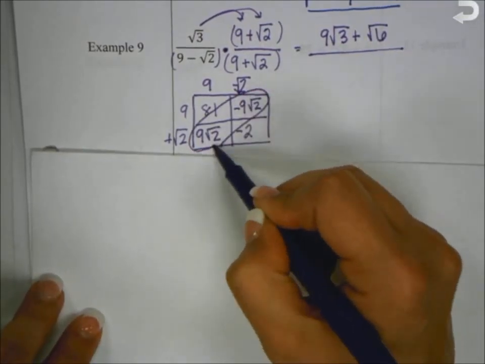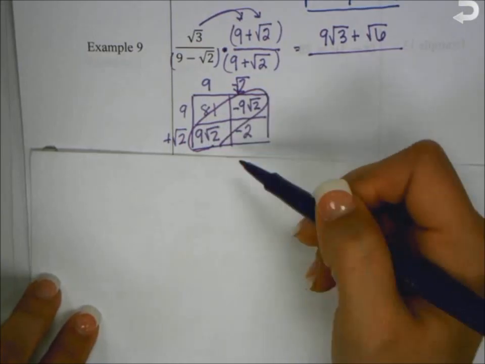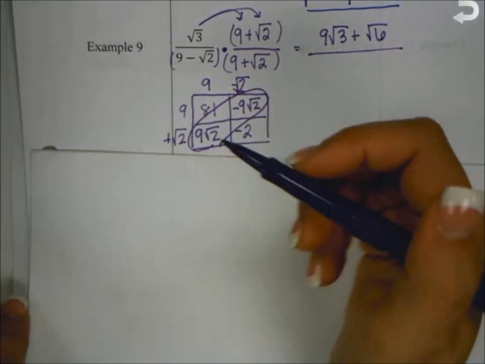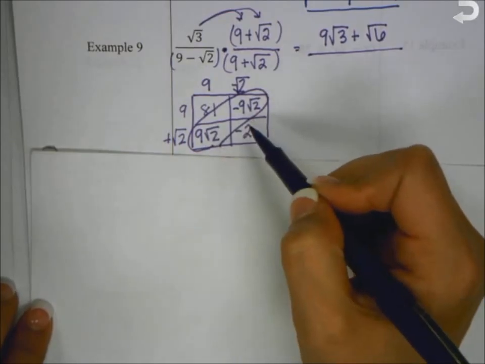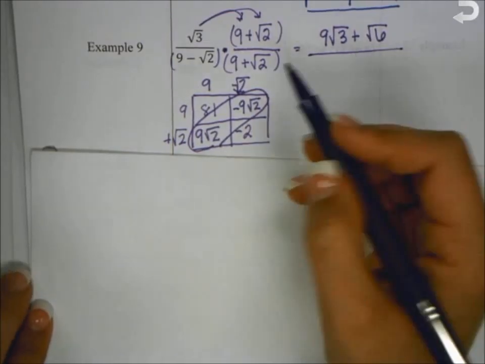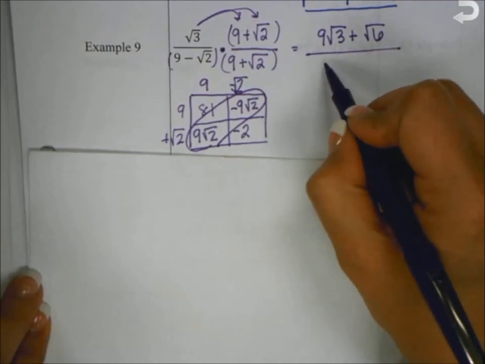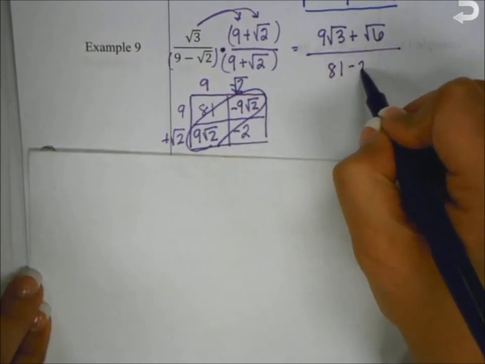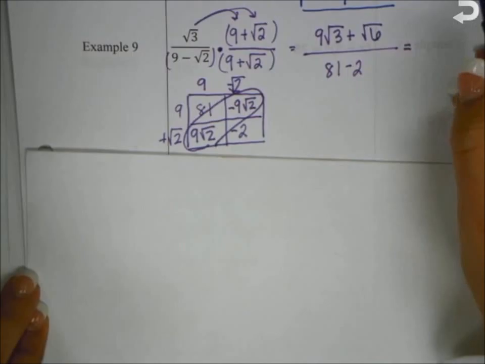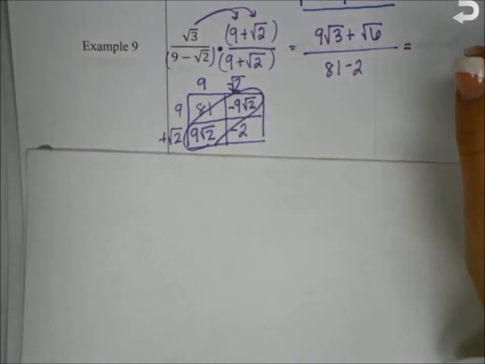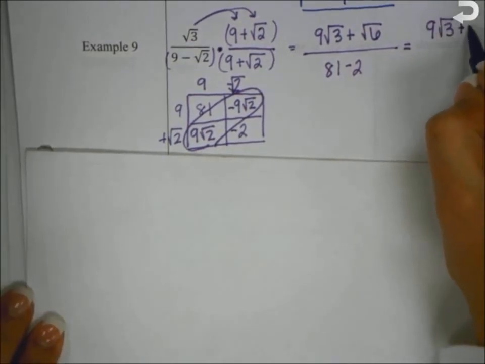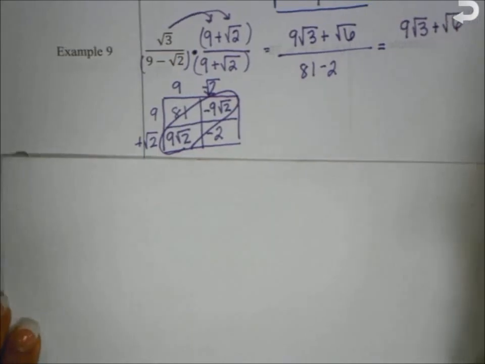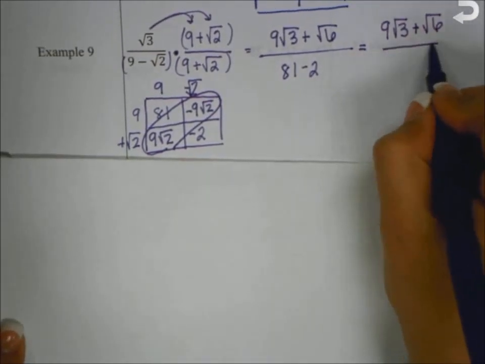So what would 9 square root 2 minus 9 square root 2 be? Nothing. They cancel. So what is left in the denominator? 81 minus 2, which is 79. So we get 9 square root 3 plus square root 6 all over 79. Now, does anything reduce here? No. So this is our answer.